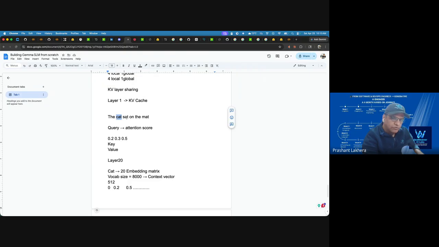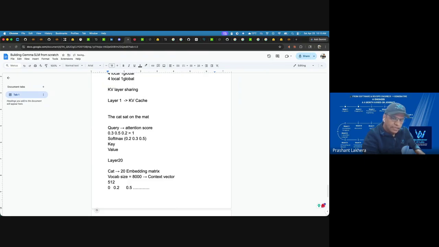So here I cannot say quantitatively how much attention cat is paying to the, how much attention cat is paying to sat, how much to on, how much to the, and so on. That's why we apply something called softmax. The beauty of softmax is that if you add these values, they become 1. So after applying softmax, this will come as 0.3, 0.5, and 0.2, and if you sum them up, it becomes 1.